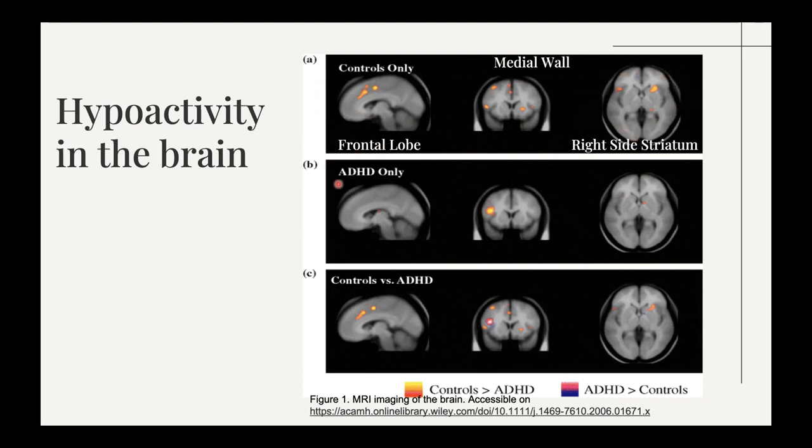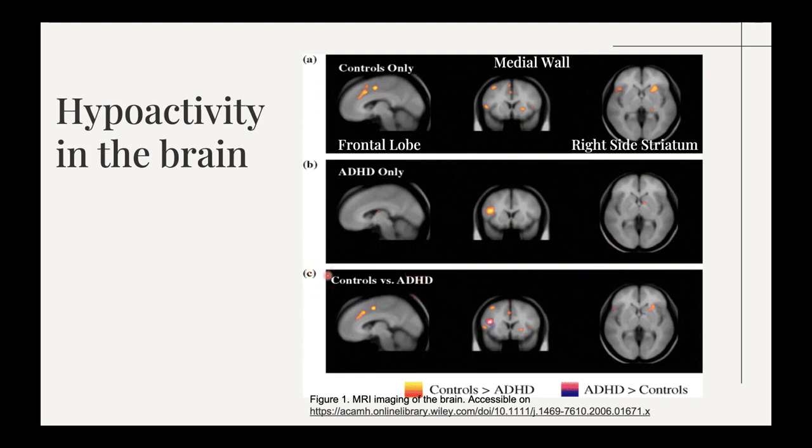If we move on to the second row, it's still the frontal lobe, medial wall, and right side striatum. But if we look at the frontal lobe, we don't really see the dots as we did in the control. And then if we look at the medial wall, we can see this really bright orange dot showing that there is a lot of activity here. And then the right side striatum in the ADHD group, we don't see much activity.